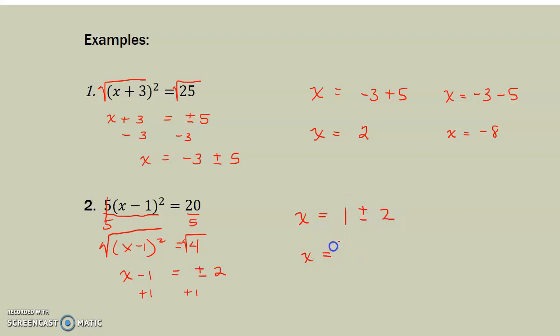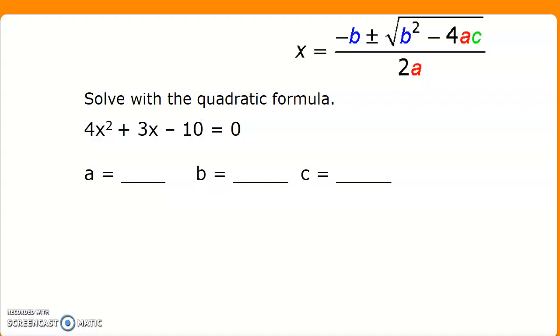Which gives me two solutions. 1 plus 2 is a positive 3. 1 minus 2 is a negative 1. So there are my two solutions. Again, one of them is positive, one of them was negative. It's not always the case.